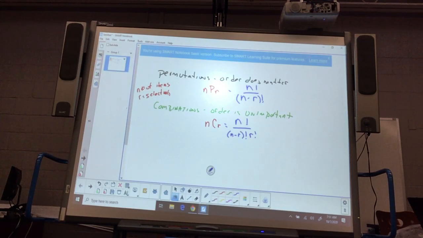Number 4, in order to conduct an experiment, 4 subjects are selected at random from a group of 20 subjects. How many different ways can the 4 subjects be selected? Okay, just 4 subjects out of 20 are being selected for some sort of experiment. Is this a combination or is this a permutation? Is order important or is order not important?